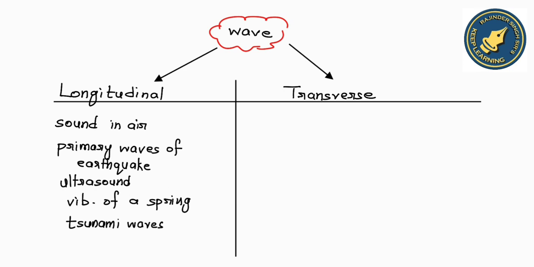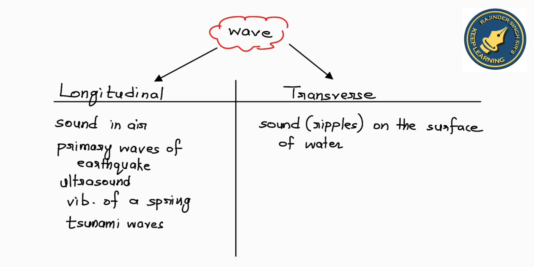Now let us look at the examples of transverse waves. The ripples caused on the surface of water are transverse waves, whereas the secondary waves of an earthquake are transverse waves. Ocean waves are another example of transverse waves.